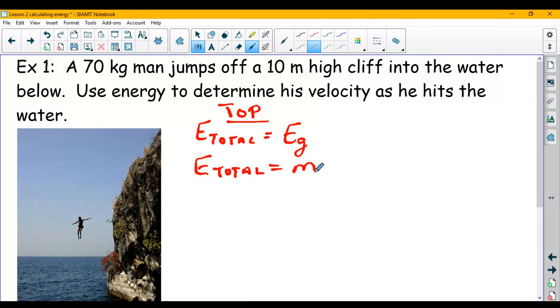It's the mass of the object times gravity, the acceleration due to gravity, times the height. So in this case, it is the 70-kilogram man times his 9.8, which is the acceleration due to gravity, times, in this case, the 10-meter high cliff. So this will tell me how much energy we're dealing with. Now remember, this will be his total energy because he only has one type in this case. So that means it will give you all of the energy involved.